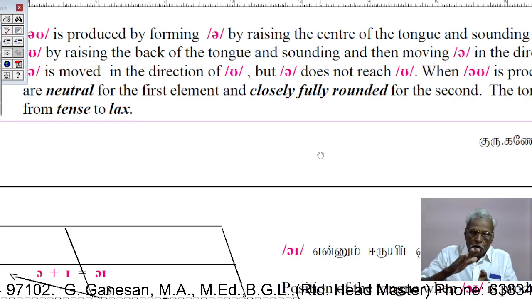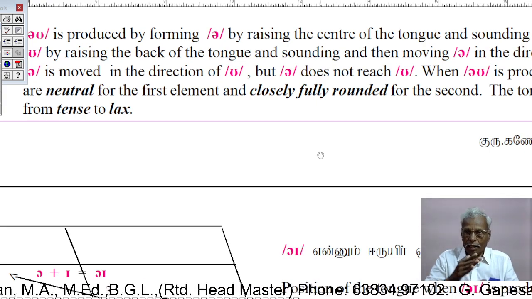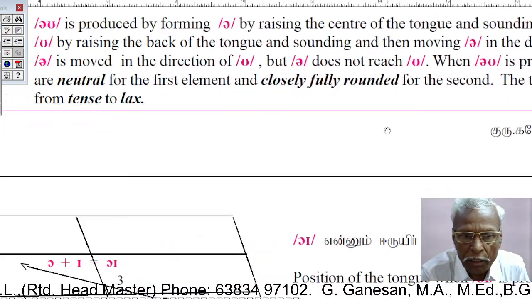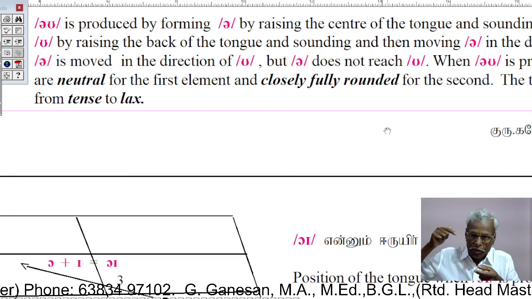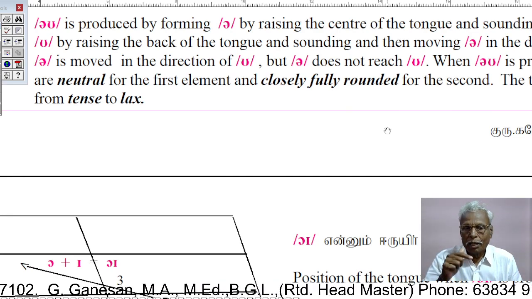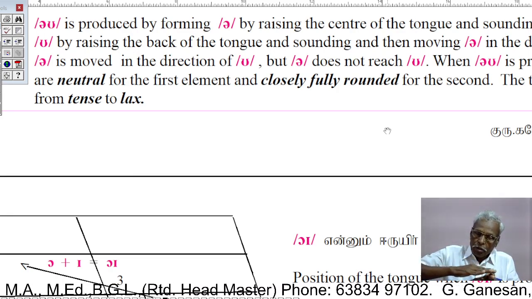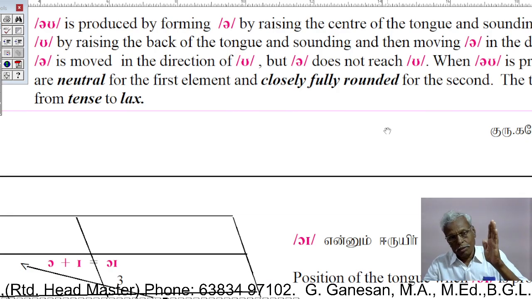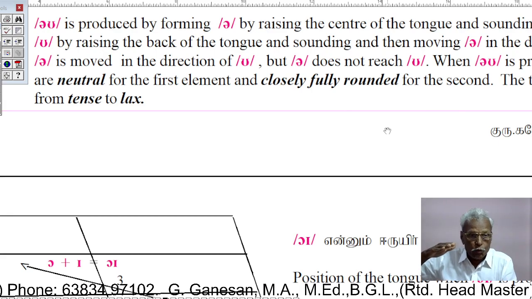It is produced by forming the first element by raising the center of the tongue and sounding, and forming the second by raising the back of the tongue and sounding, and then moving in the direction of U. That is, it is produced by raising the center of the tongue, then raising the back of the tongue, and then moving towards O.